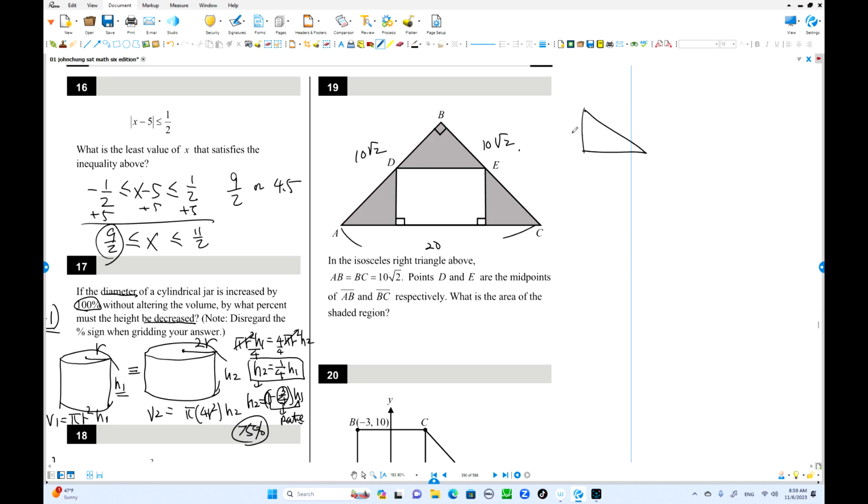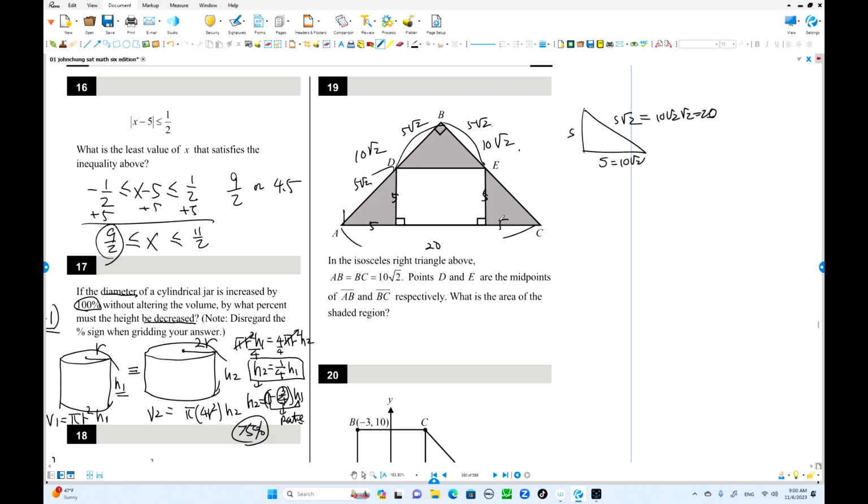That's a special right triangle. This is S, this one, times root 2, right? S equals 10 root 2 times root 2, which is what? 20. Is it okay? So half of that is 5 root 2. This is also 5 root 2. Okay? This side is 5 and 5. This side is 5 and 5.